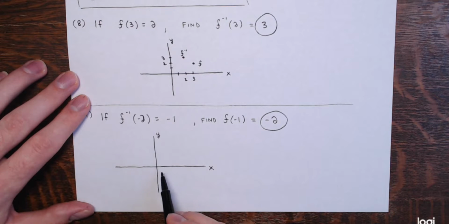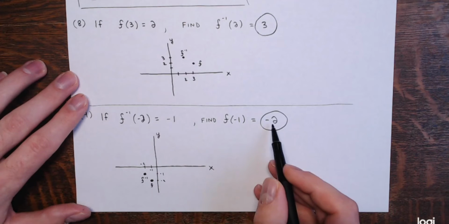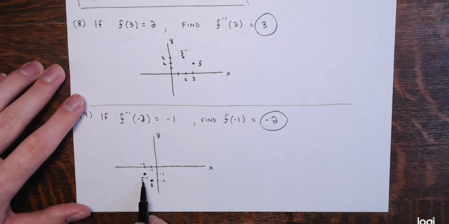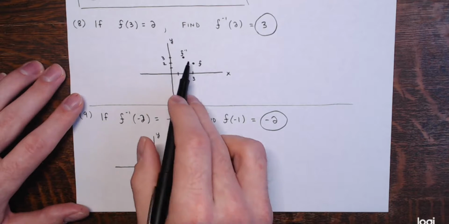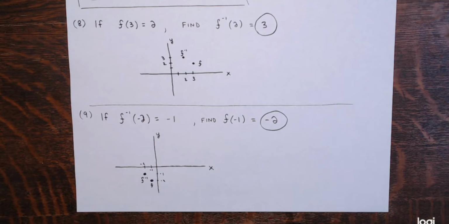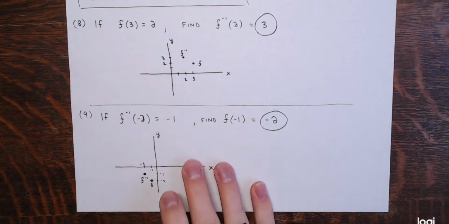So the point (-2, -1) is on the graph of f inverse. Well, if that's on the graph of f inverse, then (-1, -2) would be on the graph of f, right? And that's what this is saying. Those are reflected across the line y equals x. Every point on a graph and its inverse are just reflections across the line y equals x. Very, very easy, in my opinion.